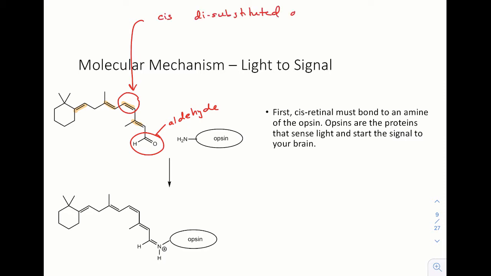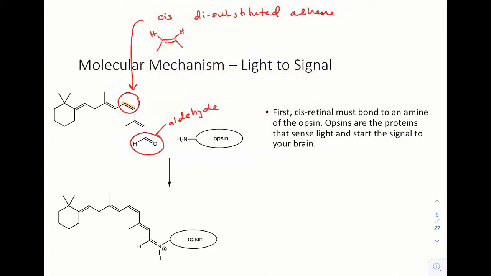Now we can see around this di-substituted alkene in the middle that the conformation can be described as a cis conformation, to where the two substituents off of the carbons making the alkene are on the same side of the alkene. So this is the cis conformation. They're on this side of the alkene and the hydrogens are on the other side. And it turns out that that cis alkene and the aldehyde functionality are the most important functional groups for the function of retinal and rhodopsin.